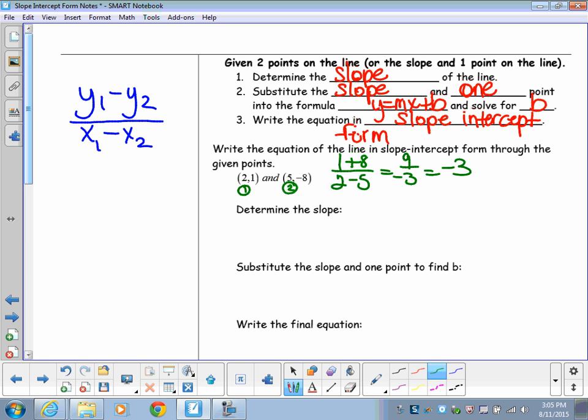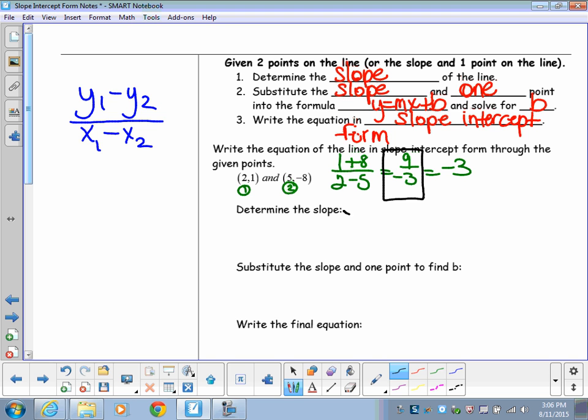2 minus 5 is subtracting integers. Why do I know it's subtracting integers? Because my first number is small, my second number is large. When you are subtracting integers, if your first number is small and your second number is large, your answer is automatically negative. That's where I get my negative 3 from. And because this is in fraction form, we need to reduce if possible. So this particular problem, when we reduce it, it becomes negative 3. So that's my slope, negative 3.